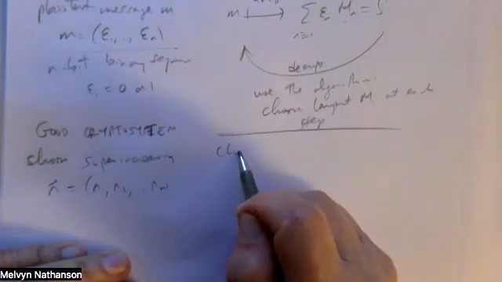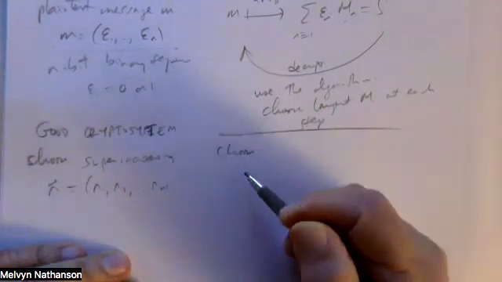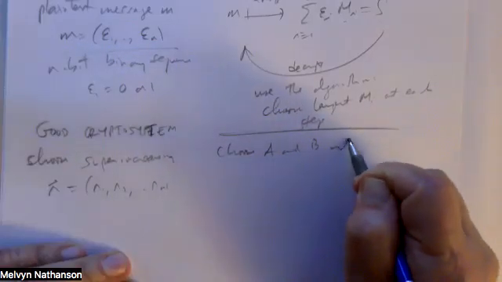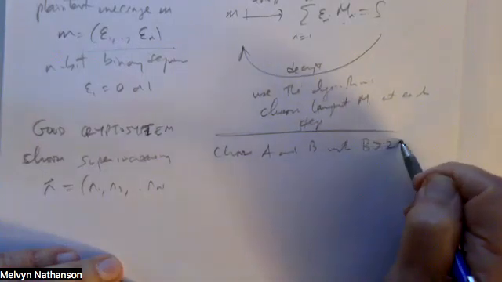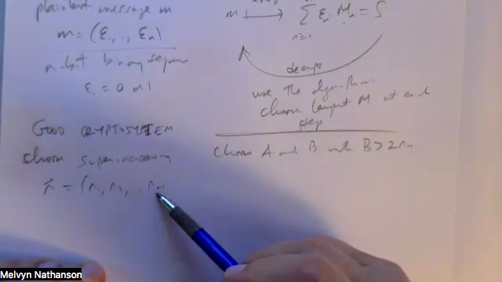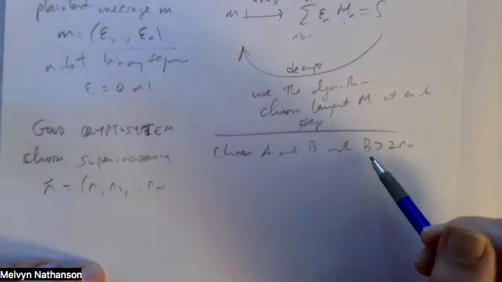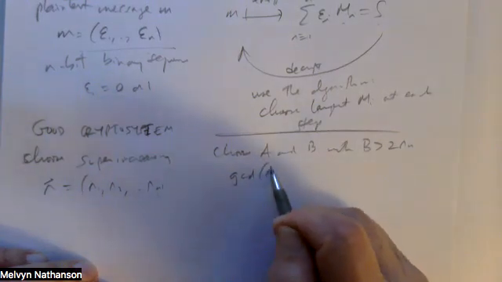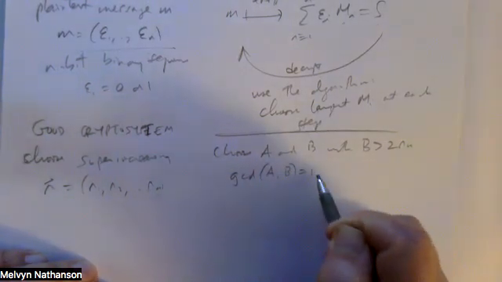Then we choose positive integers A and B, with B bigger than 2Rn. And so the sum of all of these numbers is less than 2Rn. So every subset sum is a positive integer less than B. And we want to choose A and B such that the greatest common divisor of A and B is 1.